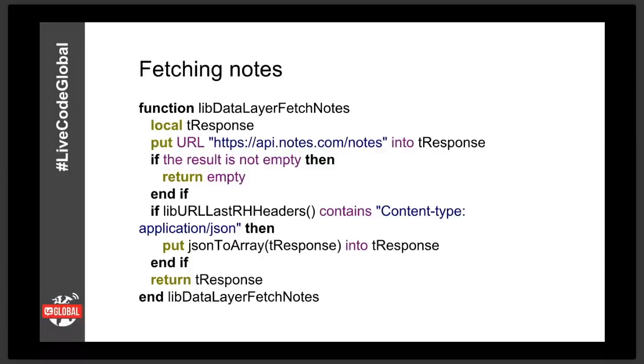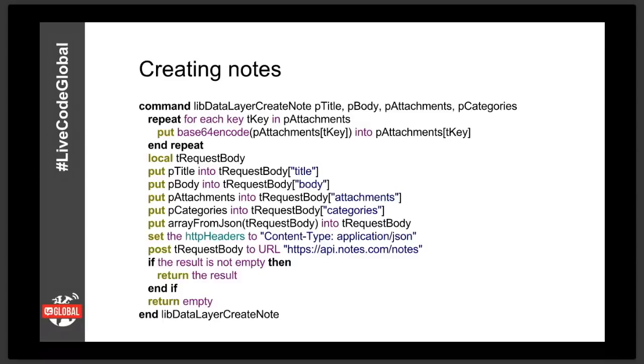And then the final part that I'll show here is creating a note. Now remember, I mentioned before, it's good to base64 encode all our binary data. So in this case, these are our images or attachments. So make sure we base64 encode. Then build our array that we want to pass to the server. So we put our title in the title field, body in the body field, our array of attachments into the attachments, and our list of categories into the categories field.